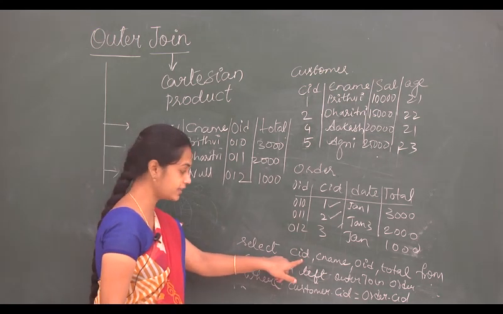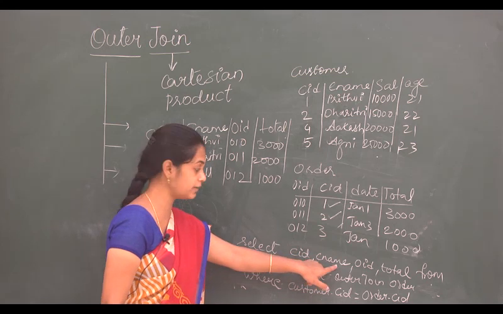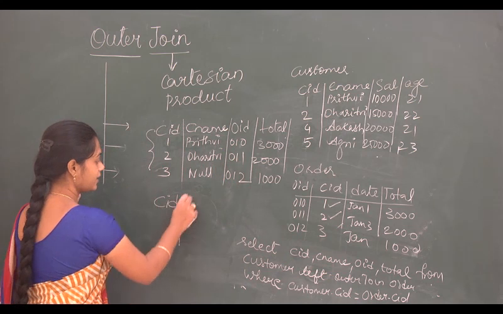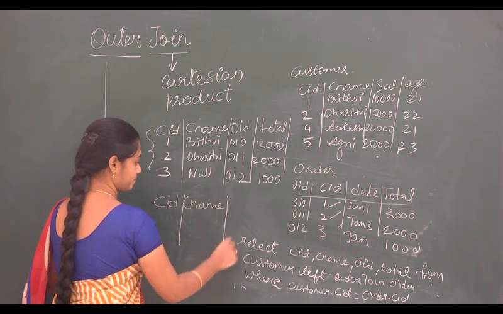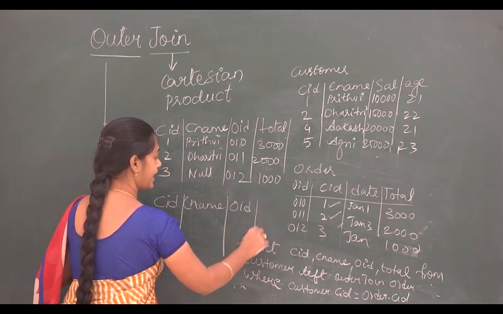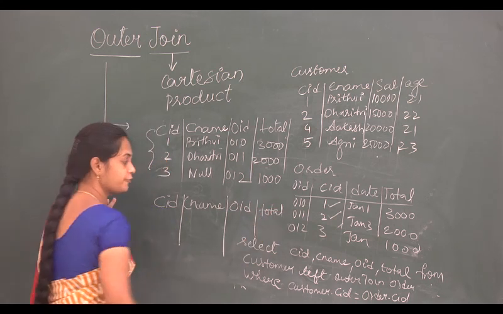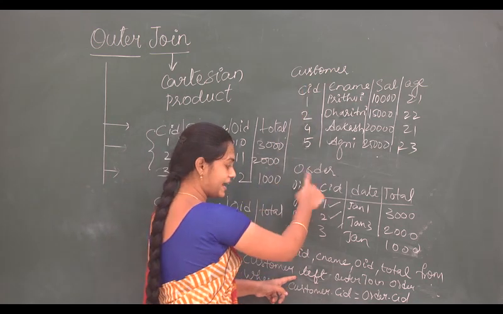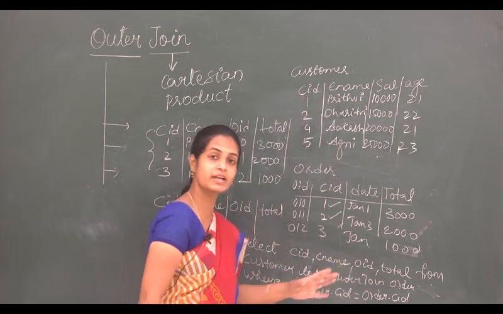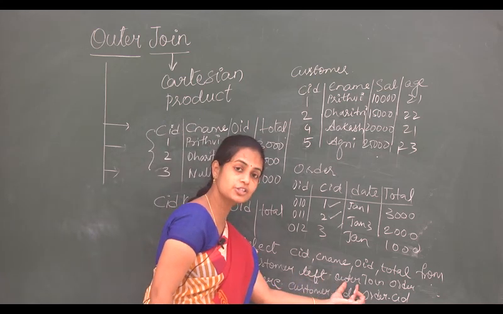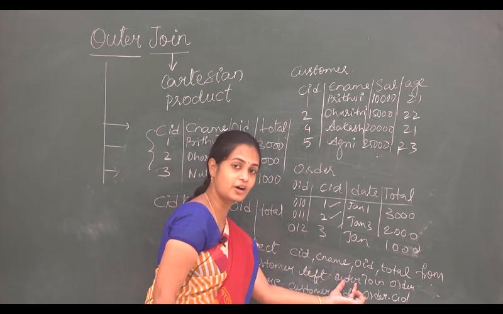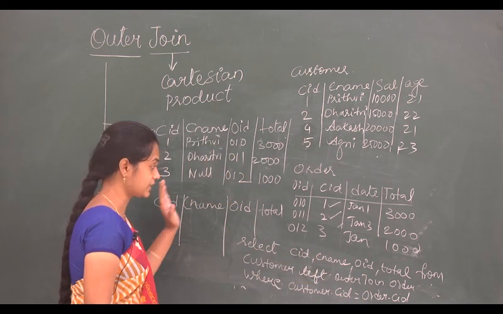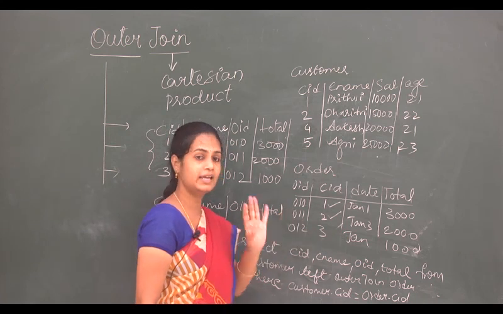So what are we selecting here? Customer ID, customer name, order ID and total, right? So customer ID, customer name, order ID and total. Okay, so from which tables are we joining here? We are joining customer and order. And what is the join we are performing? Left outer. Okay, so the left table data will be preserved and the right ones will be eliminated.